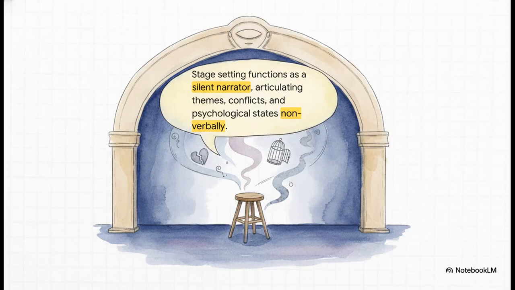And that brings us to the core idea for this whole explainer, the stage setting. It's the play's silent narrator. It communicates themes, it hints at a character's psychology, and it lays out all these hidden conflicts without ever saying a single word. It's telling a story with space, with shape, and with shadow.